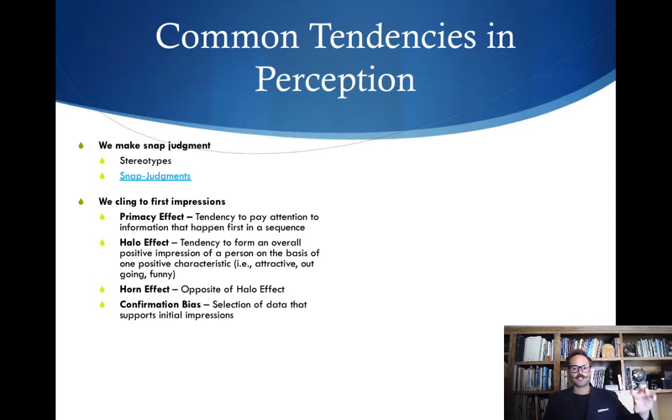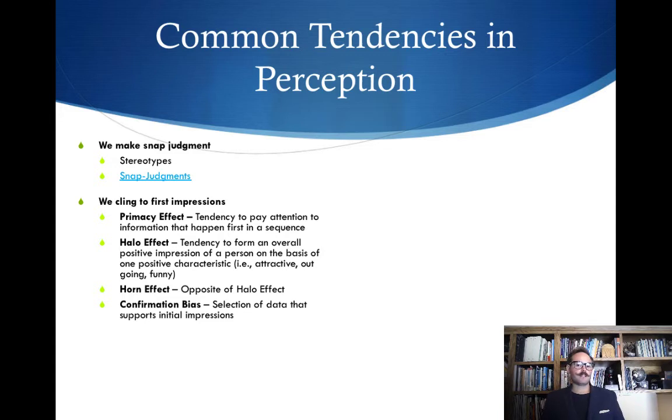So keep the introduction really tight and also the conclusion really tight, because of this primacy effect. We typically only pay attention to things that happen first in a sequence. Another first impression tendency that we see is the halo effect. And this is essentially creating an overall positive impression of a person simply based on one positive characteristic that this person has. So maybe this person is very attractive, and after the first time talking with this attractive person, we develop an overall positive impression of them.